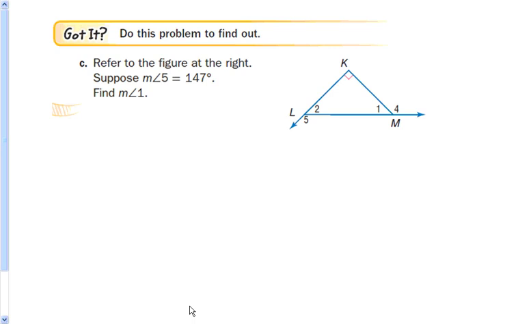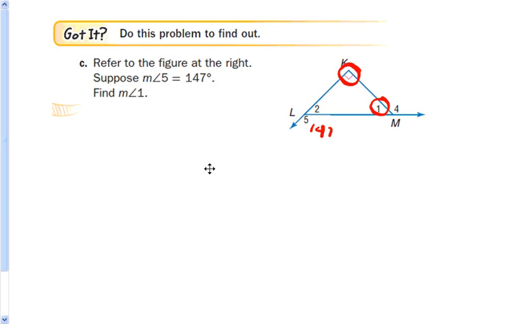Okay, so right now I want you guys to try the got it problem. It's set up the exact same way. Right now they're saying that angle 5 is 147. So now your remote interior angles would be this angle right here and angle 1 right there. So pause the video, take a minute to figure that out.